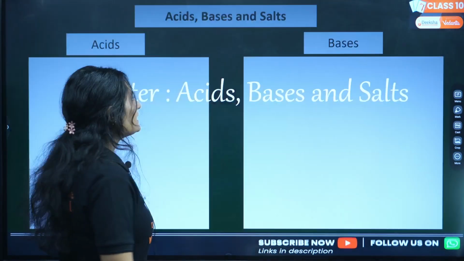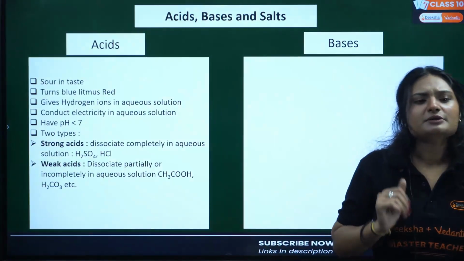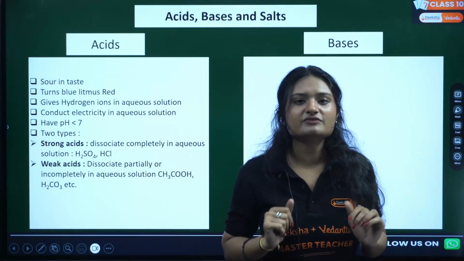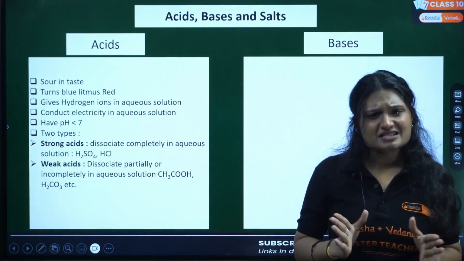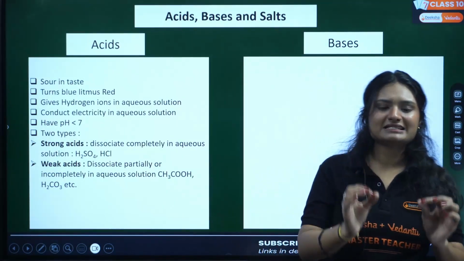So, what are acids? Acids are sour in taste. They turn blue litmus red. They give hydrogen ions, H positive ions, when dissolved in aqueous solution. They conduct electricity in aqueous solution. Due to these hydrogen ions, they have a pH less than 7.